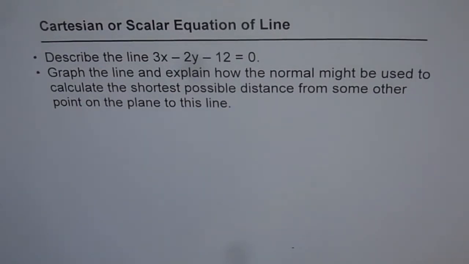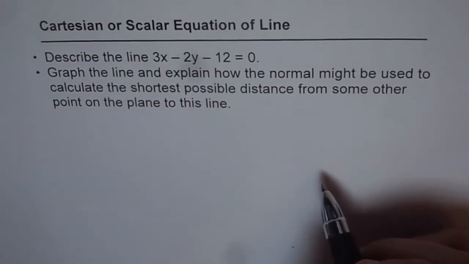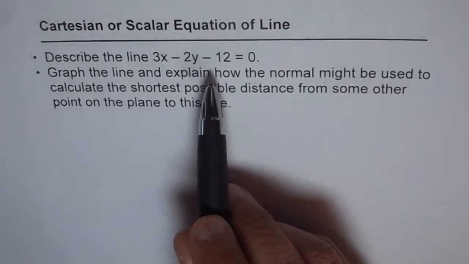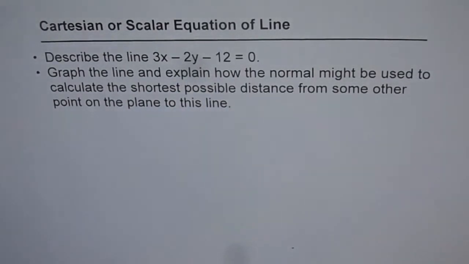And now let's look into some ways to solve it and to really understand the topic with the help of this question itself. So the question is to understand Cartesian or scalar equation of a line. It says describe the line 3x minus 2y minus 12 equals 0. Graph the line and explain how the normal might be used to calculate the shortest possible distance from some other point on the plane to this line.